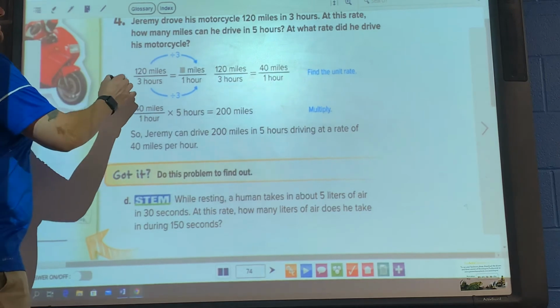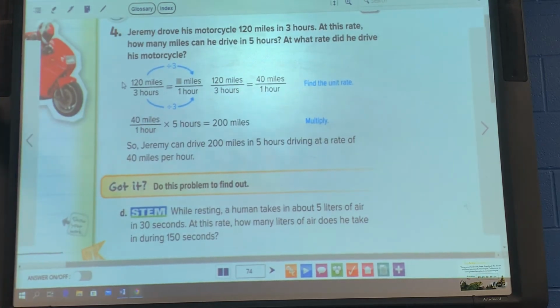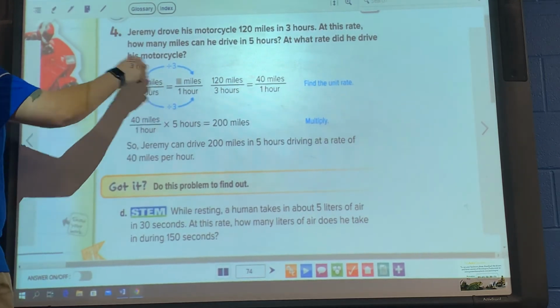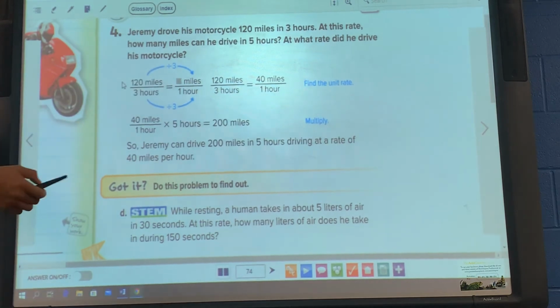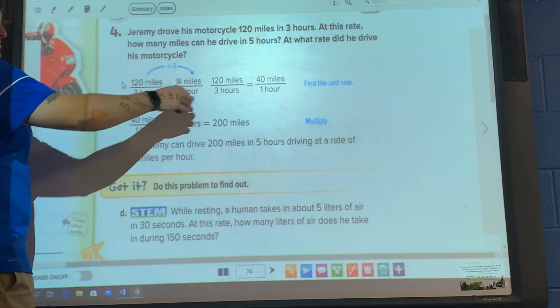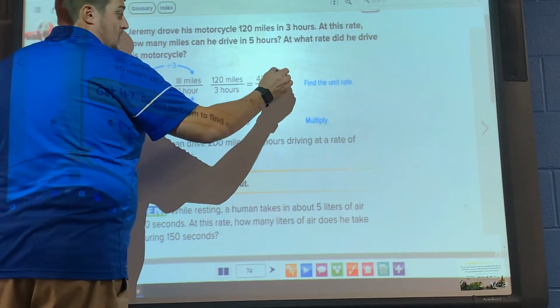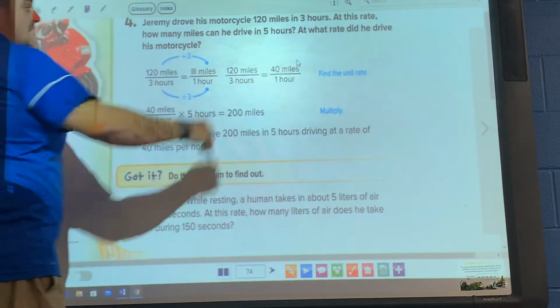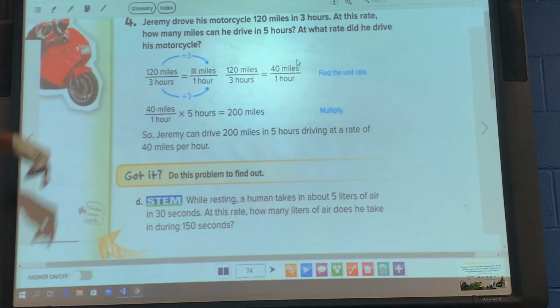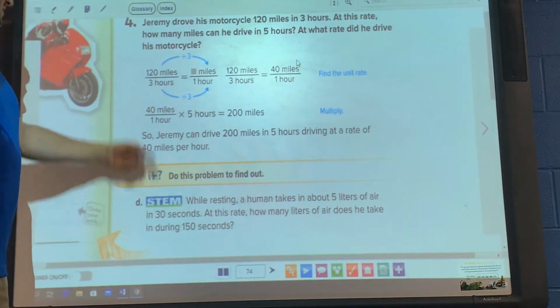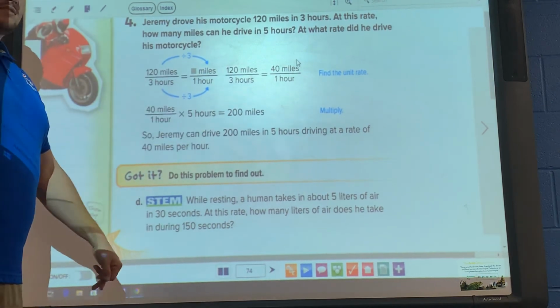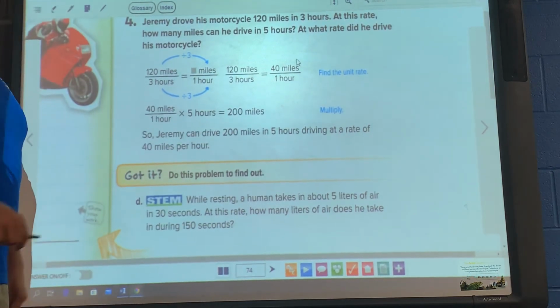So like in this case, Jeremy drove his motorcycle 120 miles in 3 hours. Okay, there's our first ratio, or rate. At this rate, how many miles can he drive in 5 hours? Okay, so first off, they found their unit rate, so they divided, just like we did. So they found that he was going 40 miles per hour. Okay, so if we're trying to figure out how many miles he can do in 5 hours, you're going to take that 40 times 5. Well, that means he can drive 200 miles in 5 hours.